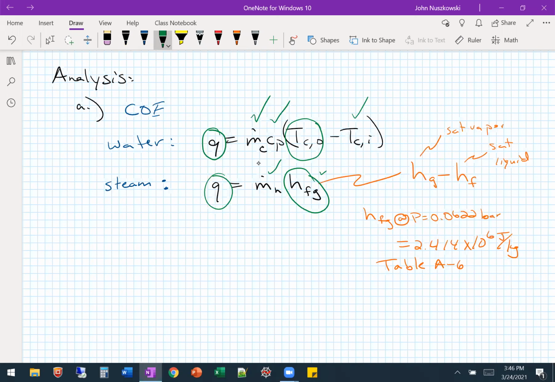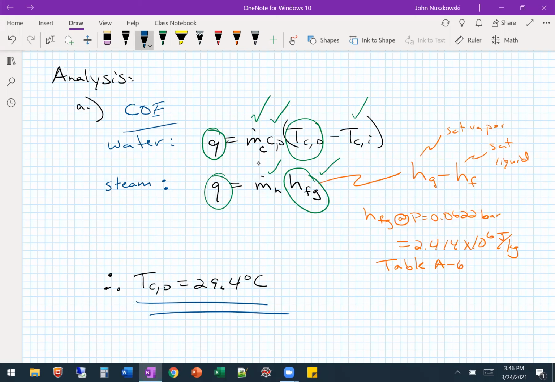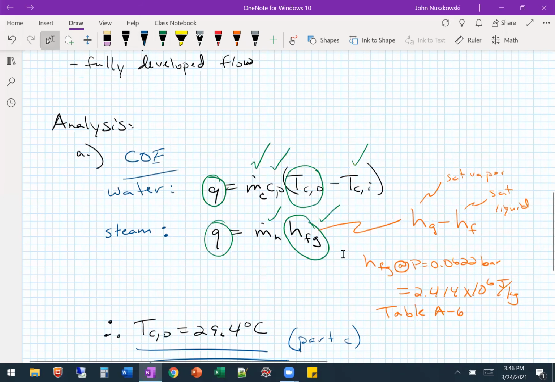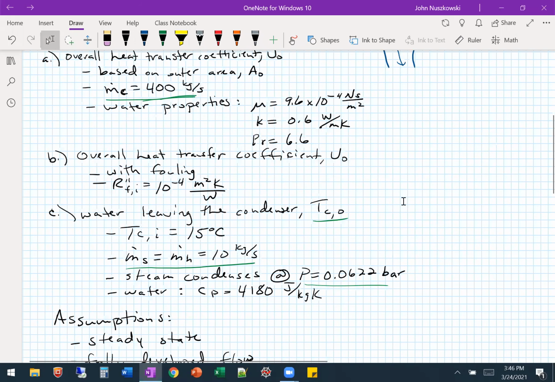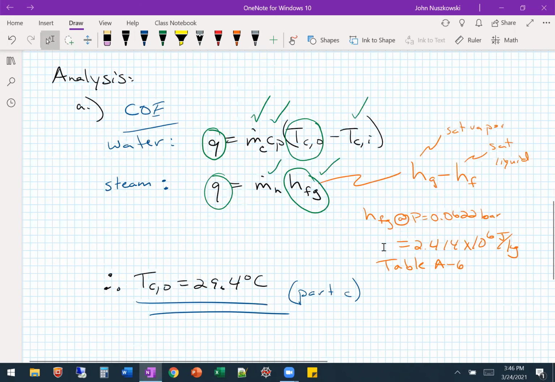Now we have h_fg, so that would get us Q, which I don't think I have solved directly, but that would get us the outlet temperature of the cold side, which is 29.4 degrees Celsius. All right, so we basically solved here. This is part C, right? I think, yeah. So we ended up solving part C here. All right, so we have COE, this.